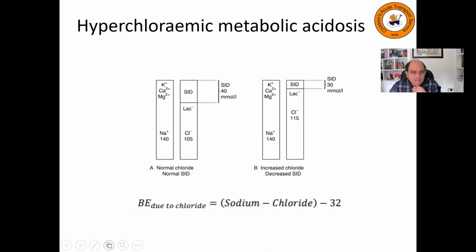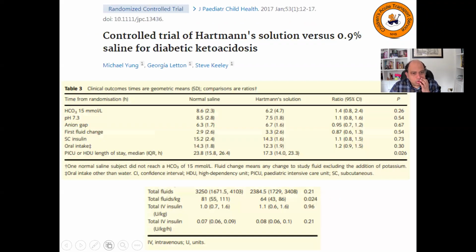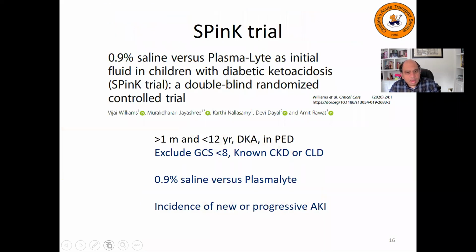If you move to the next slide, Linda, there have been 2 randomized trials. One very small trial here from 2017 comparing Hartmann's with normal saline for DKA patients. And then, sorry, if you move to the next one, the SPinK trial, which was recently published, a pediatric emergency department critically ill patient study, where there was a double-blind randomized controlled trial of saline 0.9% versus Plasma-Lyte as the first fluid choice in DKA patients.